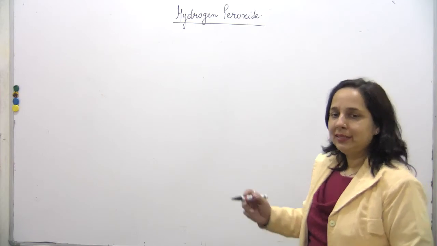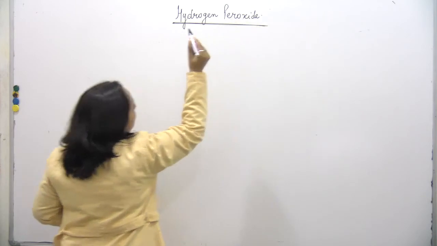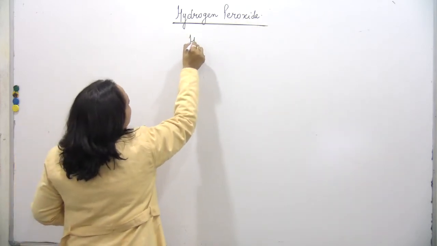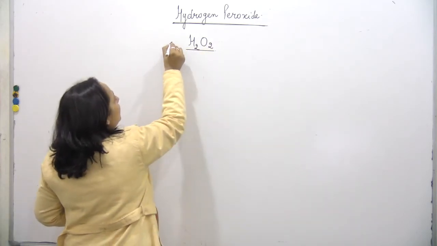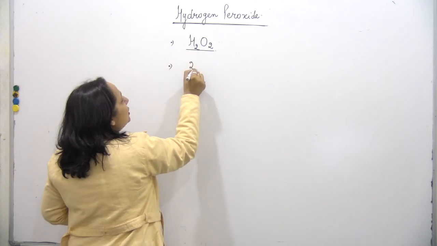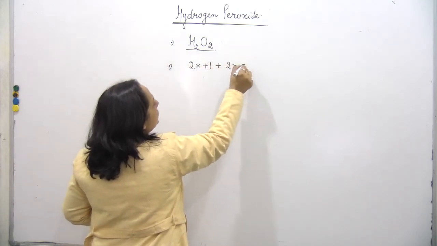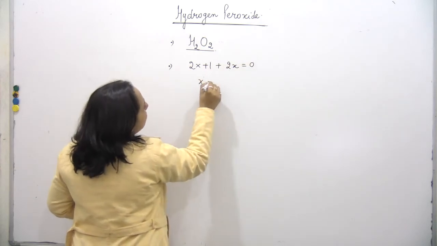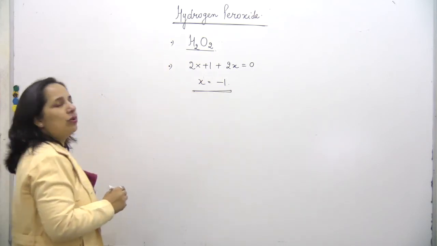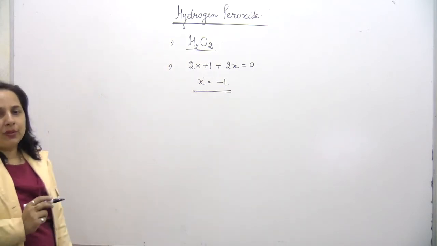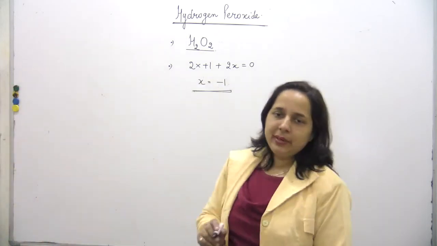Hydrogen peroxide. The topic we are going to start is hydrogen peroxide, from the chapter Hydrogen. The formula of hydrogen peroxide is H2O2. In this formula, the oxidation number of hydrogen is +1, so 2 × (+1) + 2x = 0. It means x = -1. Oxygen with -1 is called peroxide. It means hydrogen peroxide, H2O2, has oxygen with -1 oxidation number, right?